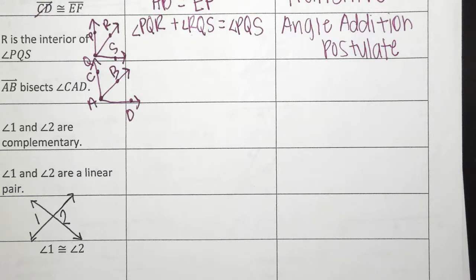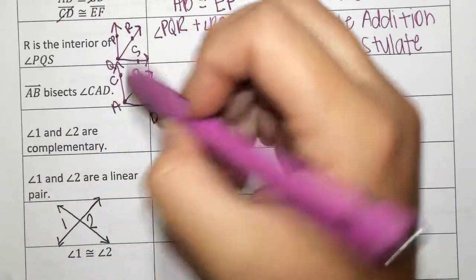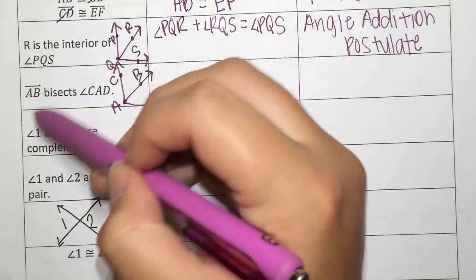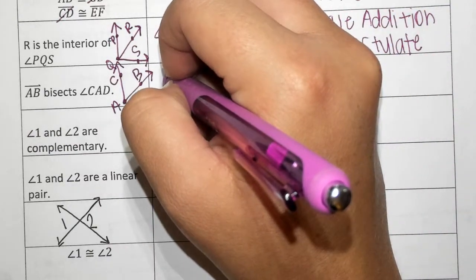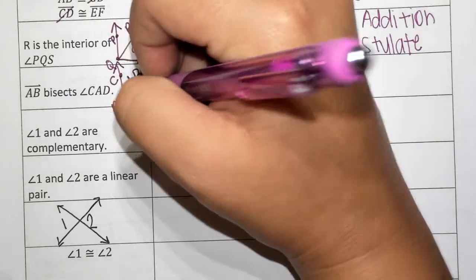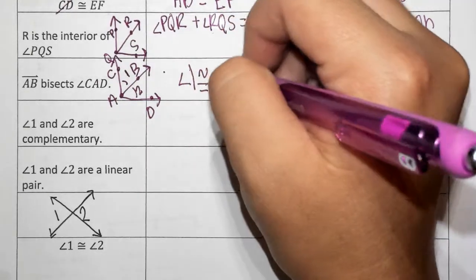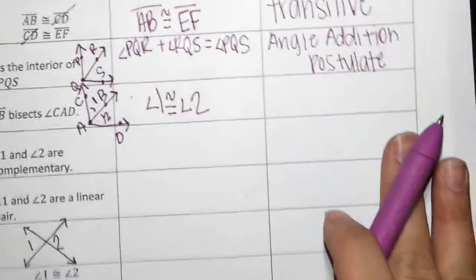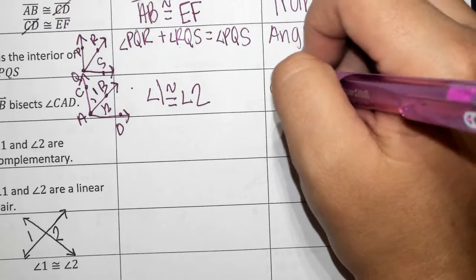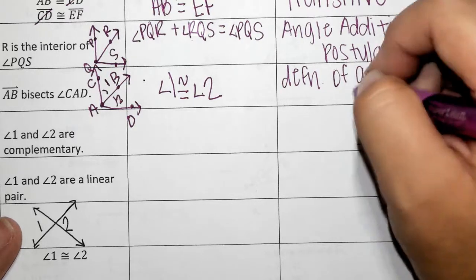Okay, so what does the word bisect mean? Cuts it in half. So, if you have this ray AB, and it bisects this whole angle CAD, then let's call this angle 1 and angle 2 to make it easier. Then angle 1 is congruent to angle 2. So if something bisects, then angle 1 is congruent to angle 2. And the reasoning behind it is called definition of angle bisector.